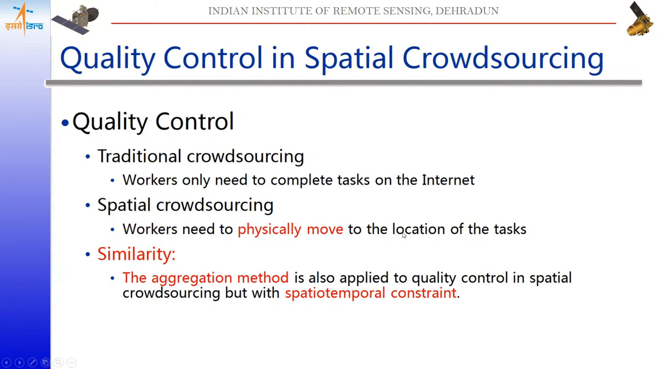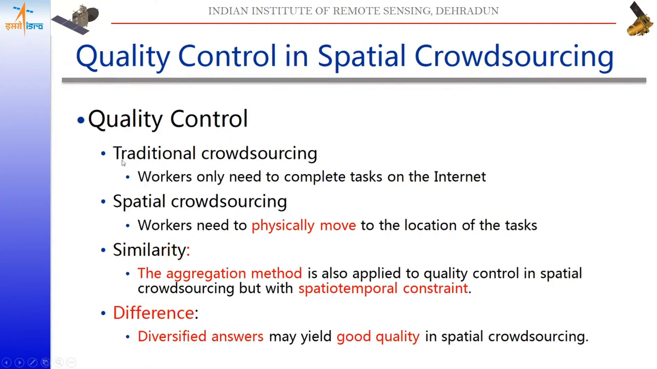So the aggregation method which I was talking about earlier is also applied to quality control in spatial crowdsourcing, but with spatio-temporal constraints. This is a very important concept: aggregation for the spatial data set in crowdsourcing with spatio-temporal constraints. Spatial means where it exists, temporal means at what time it occurred. So not only the location is specific, but the time also matters. These two components are taken into consideration while doing the aggregation of the data set.